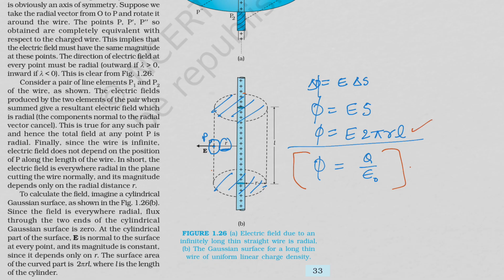Now these are the results of flux. At one point it says it is E multiplied by 2 pi RL, and at the other end it says flux is equal to Q upon epsilon naught. So we can equate these equations. So we can write E 2 pi RL is equal to Q upon epsilon naught. But here Q, for the linear charge distribution, is actually lambda L, and upon epsilon naught.